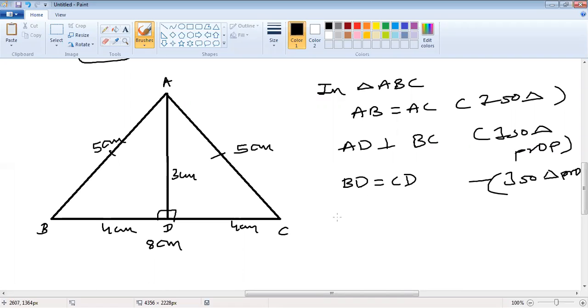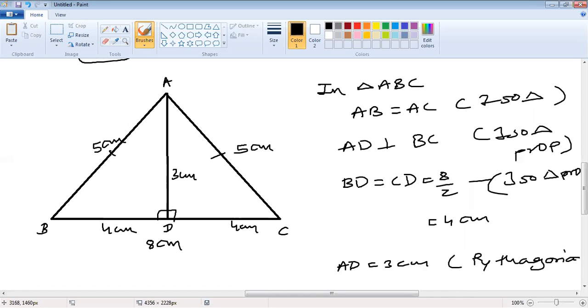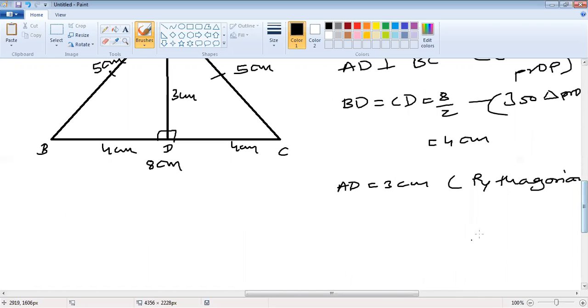And once you get BD is equal to CD, you can write this is 8 by 2, that is 4 centimeter. Once you get this is 4 centimeter, AD is equal to 3 centimeter. Here you have to write by Pythagorean triplet. I hope you understood, students, how to write it down.